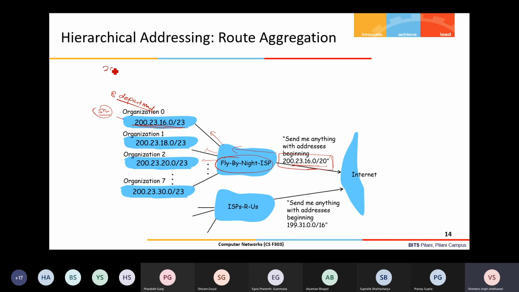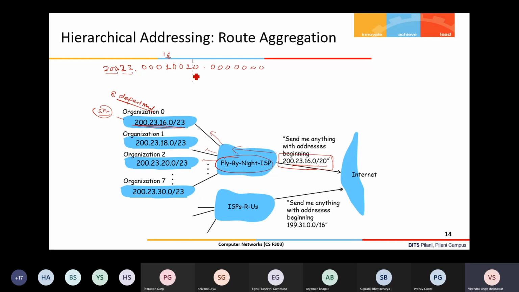I'm just writing 200 and then 18. Sorry, 23. And what is the 16? 16 in binary, I'm writing 000 10 000. This is 16. And the last 8 bits are 0. So this is 2 bytes and the third byte is 16. Now this is already /23, which means 8 plus 8 is 16, and 16, 4 more, 20, 21, 22, 23, up to here.